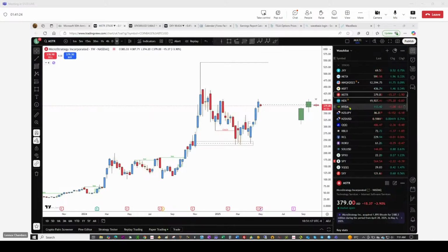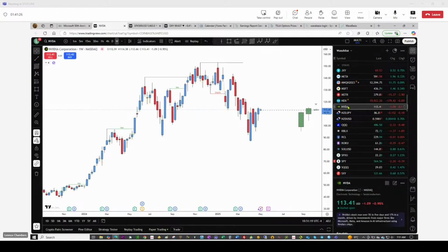So NVIDIA looks good as well. We've swept the lows over here. Get a 1, 2, 3. Whoops, we do that again. Swept the lows here. Get a nice 1, 2, 3 bottom. Looking like they want to go up and take out those highs up there.